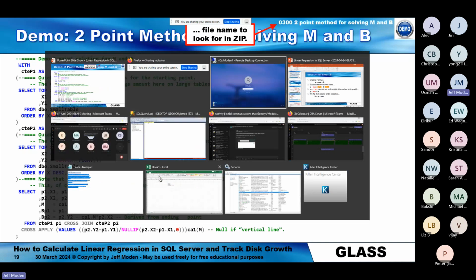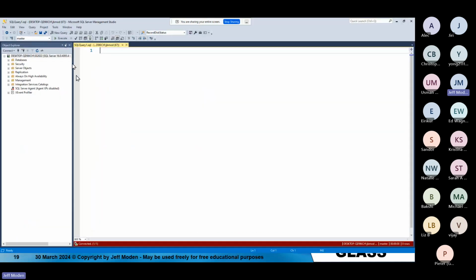Big time cockpit error tonight. It's not working. Here we go.